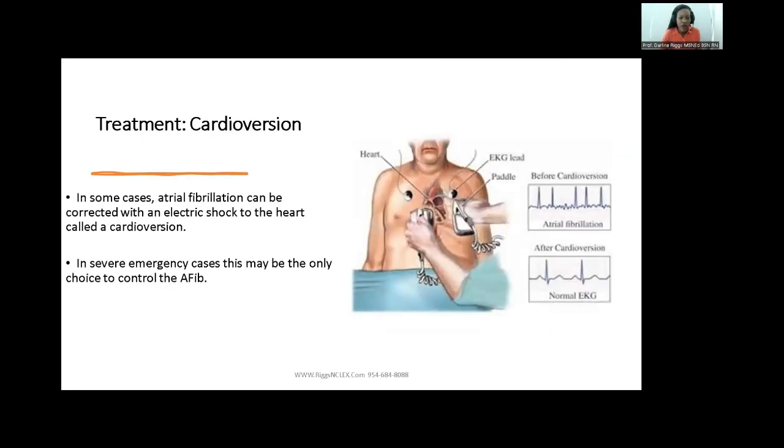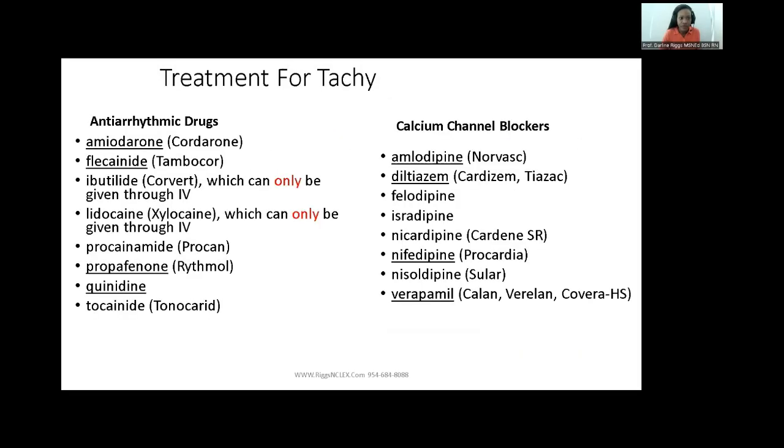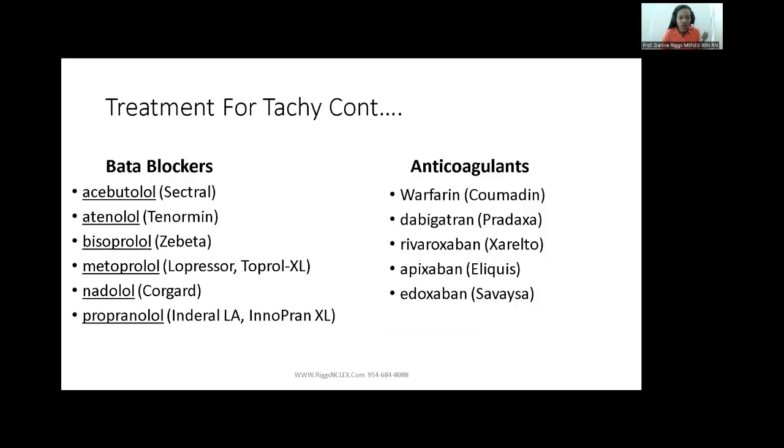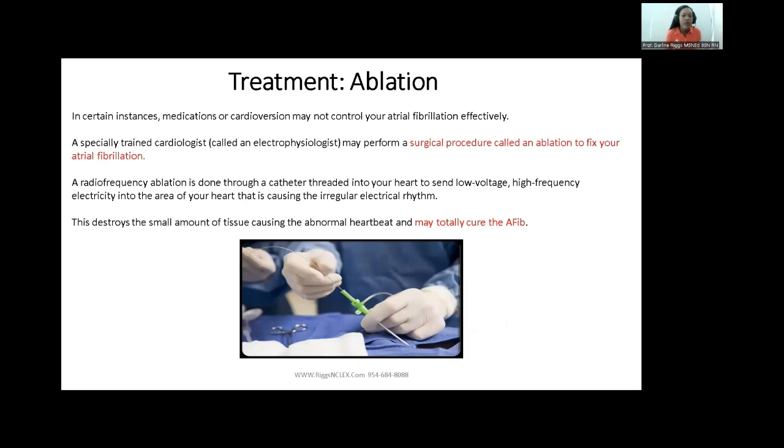So right here: cardioversion, blood thinners, your antiarrhythmics, your calcium channel blockers, your anticoagulants, Coumadin specifically. Okay, one more treatment. It's called ablation. I know students have had this on the NCLEX because they tell me afterwards. So this is on the NCLEX, everyone.